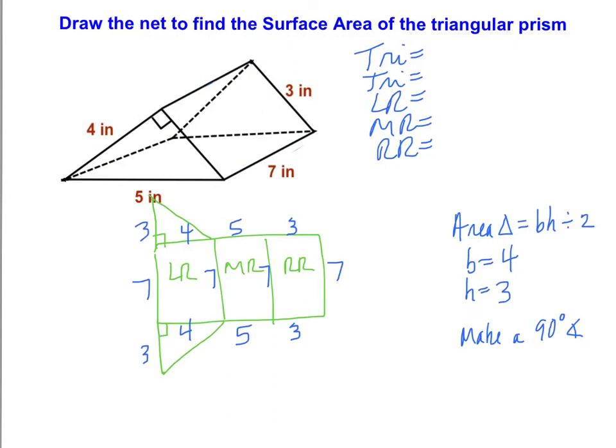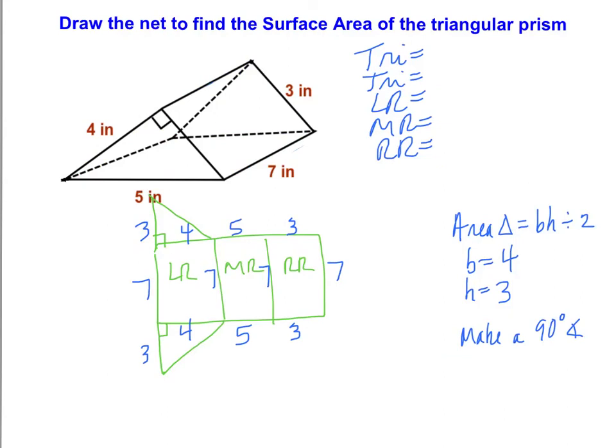And you can actually see this. This slanted side right here is 5, and that's why these two are 5 right here. They have to match up. And when I actually fold this up, this 3 will actually connect to that 3. So let's go ahead and find the areas of all of our shapes.